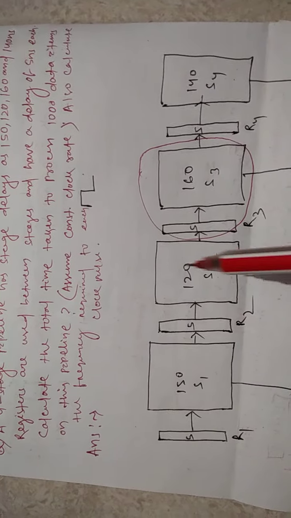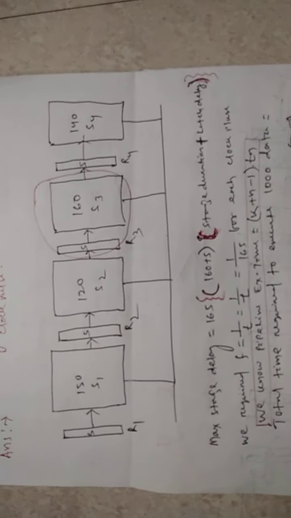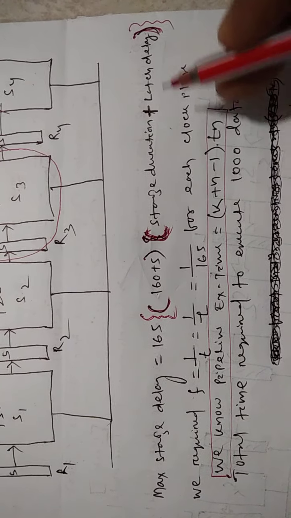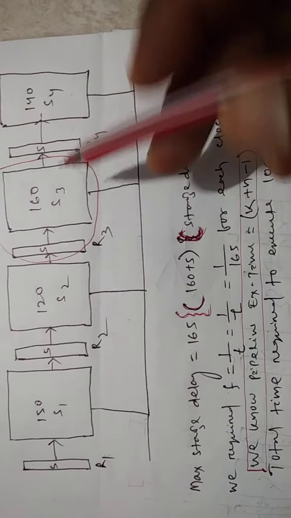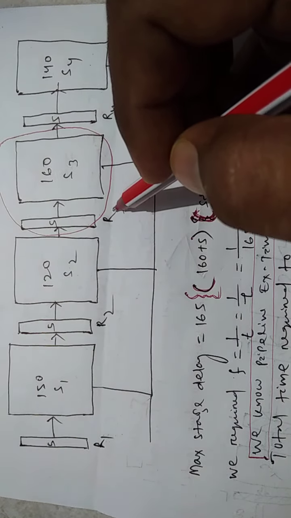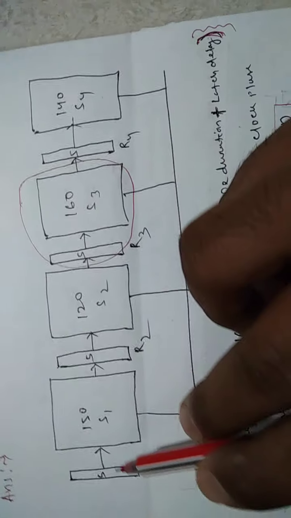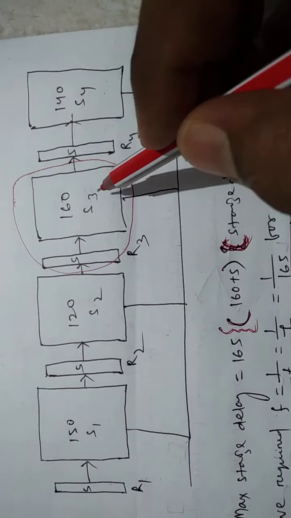So first we have to calculate the total time taken to process 1000 data items. As per the maximum stage, we first calculate the maximum stage delay. How can we calculate the stage delay? There is a formula I told you: stage duration plus latch delay. The maximum stage duration is 160, and the latch delay is 5 nanoseconds. Each latch delay is 5 nanoseconds. This is the latch of stage 3, this is the latch of stage 2, and this is the latch of stage 1.